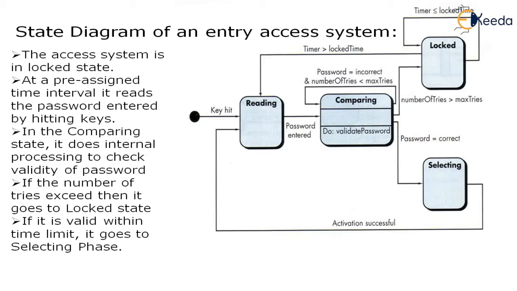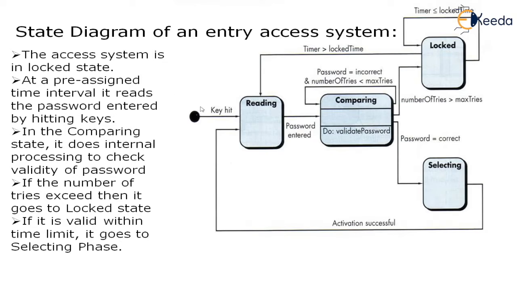Then we can see another state diagram. Earlier we had seen the notations. Now let's see the state diagram of an entry access system. This is the system that is being built, and for that we are trying to create the state diagram. So there is a locked state, a reading state, a comparing state, and a selecting state. Initially, because it's an access system, it will always be in a locked stage. Only if some key is hit will the transition start. Otherwise it will be in the passive state.